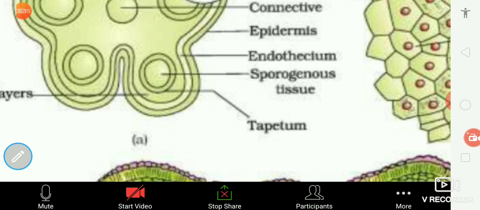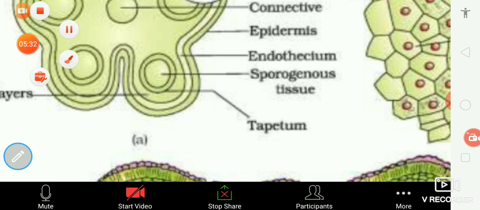Sporogenous tissue is diploid. Sporogenous tissue produces the microspore mother cell or pollen mother cell. Later, the pollen mother cell or microspore mother cell produces the pollen grains by meiosis division. That we will discuss in coming classes also.